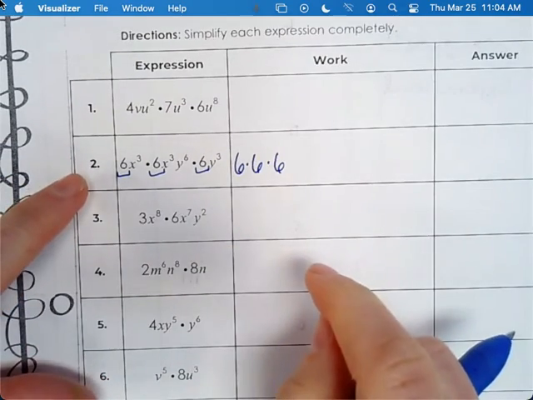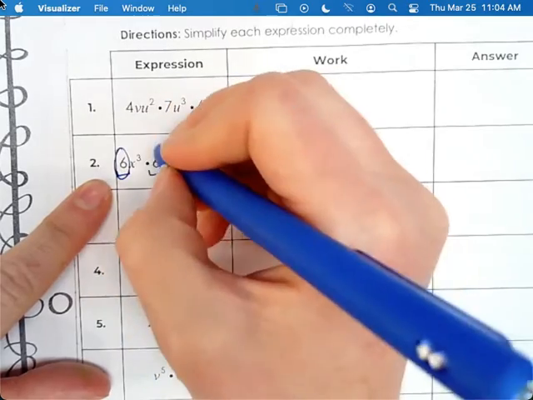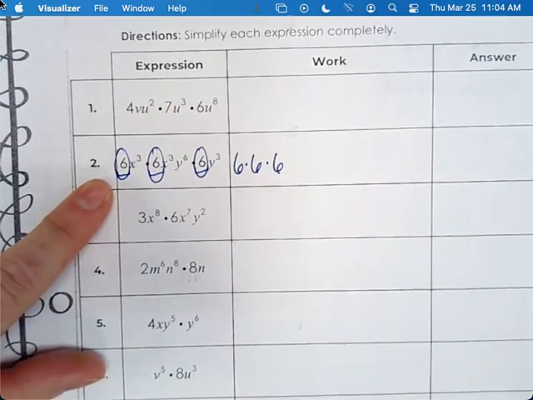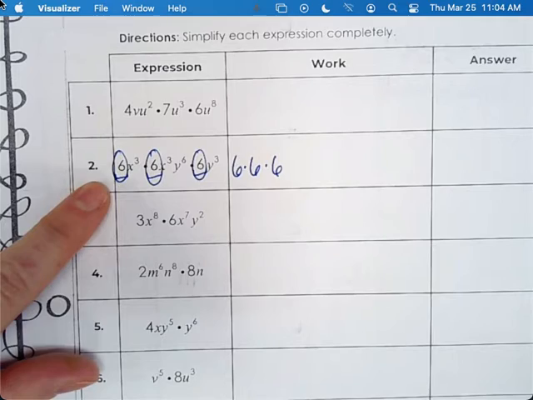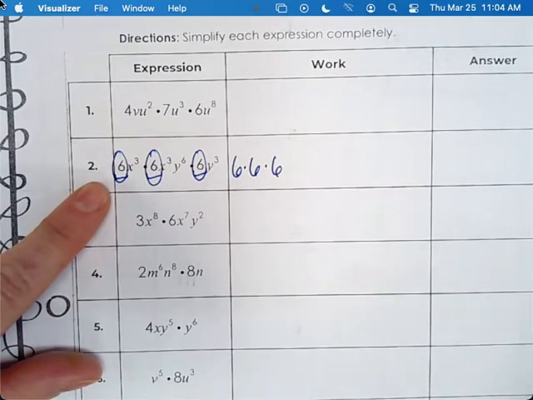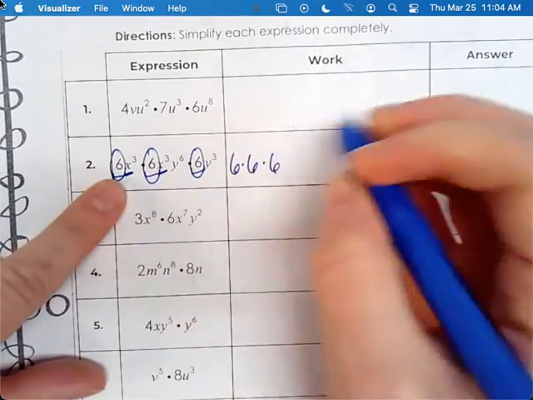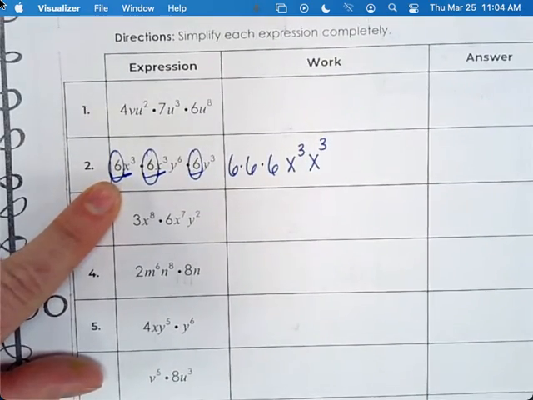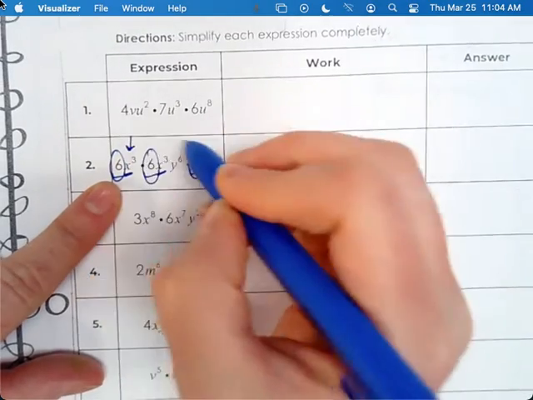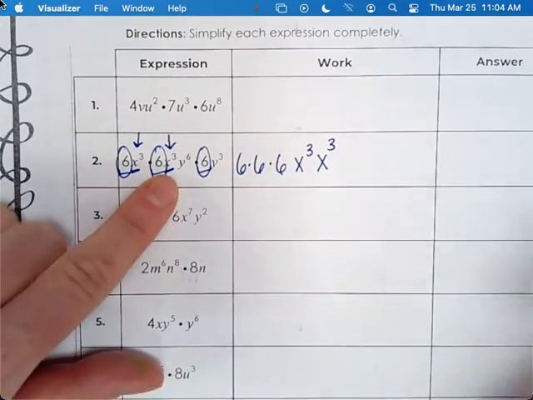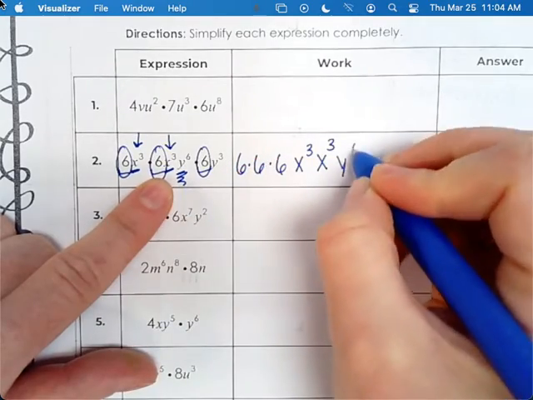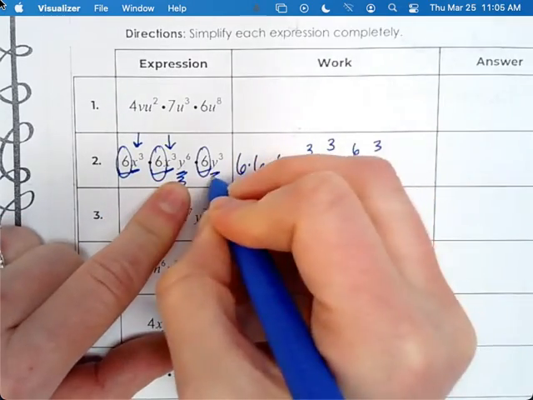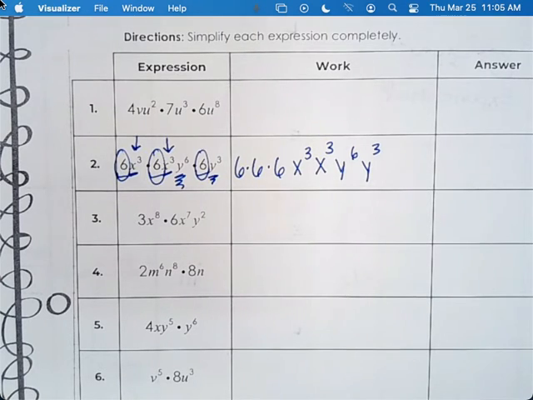Because we have a 6 here 3 times. And then we look for other like terms. Looks like we have 2 x's. We have an x to the 3rd power times an x to the 3rd power. So those are these guys right here. And then we have y to the 6th power and y to the 3rd power. So we are rewriting it and changing the order so we can see what are our like terms.